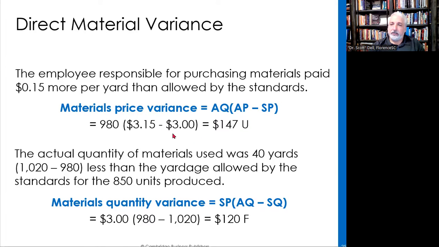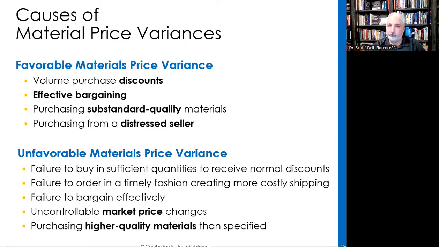If we just looked at the budget and the actual cost, we would see it comes out to $27. But having the separation of a materials price variance and a materials quantity variance gives us a more detailed understanding of where the shortcomings are, and where the unfavorable and the favorable elements are.